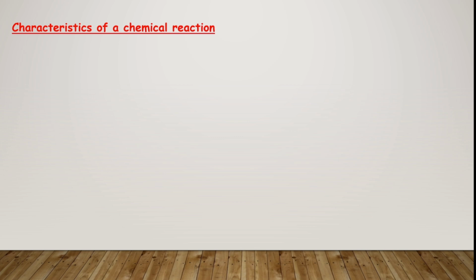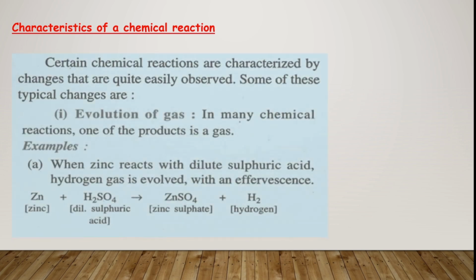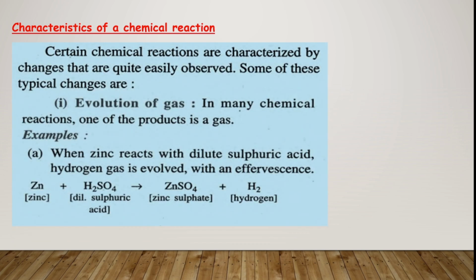What are the characteristics of a chemical reaction? We should know if a chemical reaction is taking place or not. In order to understand that, there are certain characteristics or peculiarities that we can come across. Some of these are given here. Let us see what they are. Certain chemical reactions, we can easily identify by just looking at or observing them.